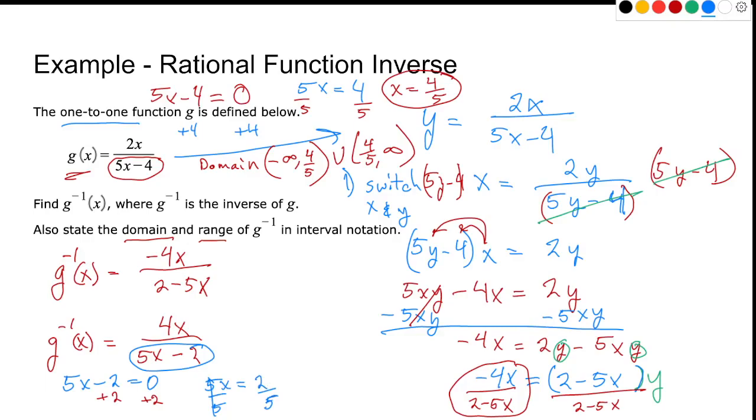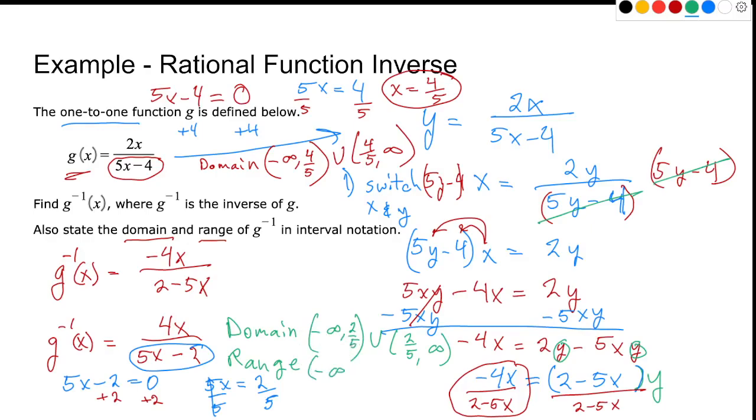And so down here, let's do the domain of the inverse function. It is going to be negative infinity to 2/5 union 2/5 to positive infinity. Then the range would be all the y values, and all I've got to do is say it's also going to be the domain of the forward function. So I just copy that down.